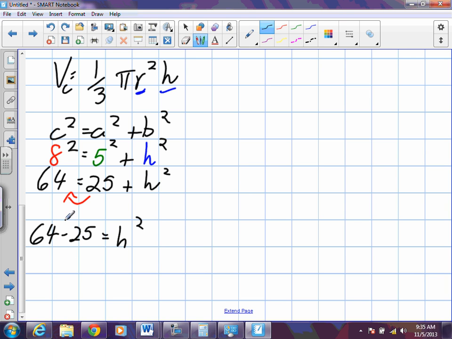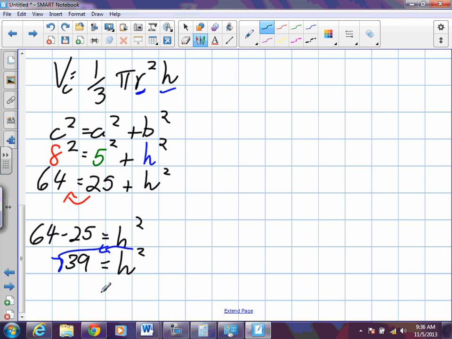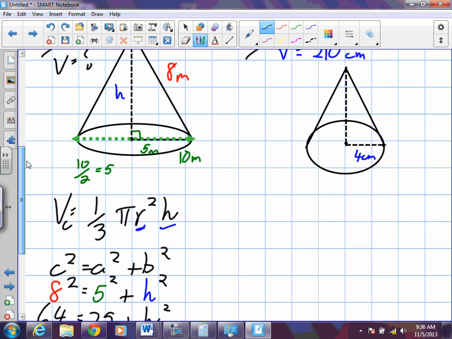What does that become? 39. Great. And what is the height here? Are we done? Oh, yeah, square root. That's right. We need to find the square root of this. So let's double check your math here. 64 minus 25. Beautiful. Square root of 39 is 6.2. We'll round it to 6.2 meters. So we just discovered that the height of this triangle is 6.2 meters.